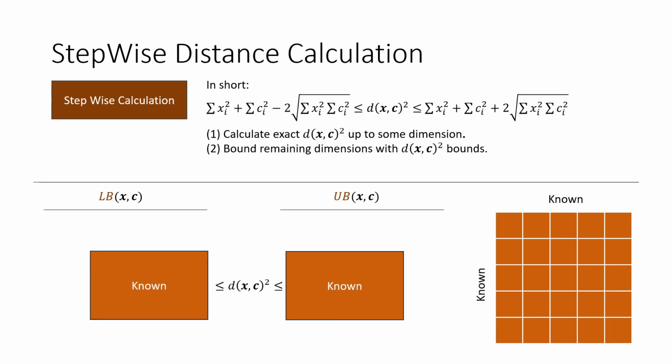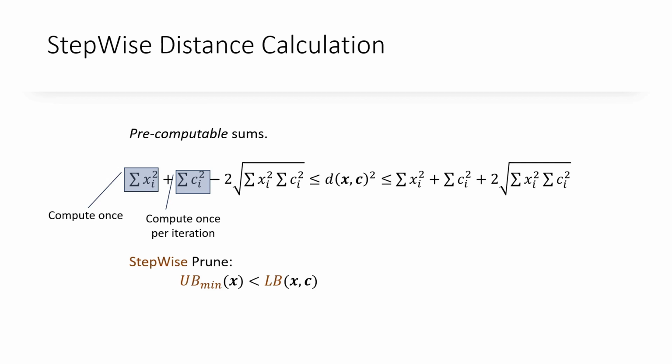The good thing about this is that we can pre-compute all sums in these bounds, as each sum is only over either the data or the centroids. So for the data we can compute it once beforehand, and for the centroids we can compute the sums for each iteration. And then stepwise we can prune like we did with the older bound methods by comparing the upper bound and lower bound. And if the upper bound is lower, then we know that everything else is further away.